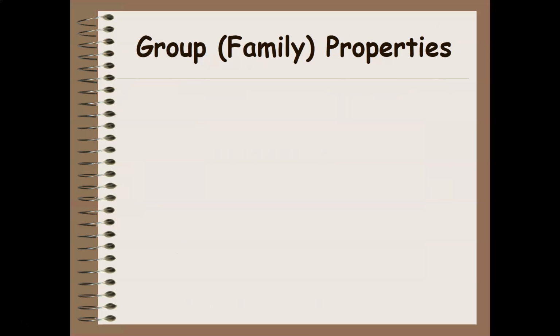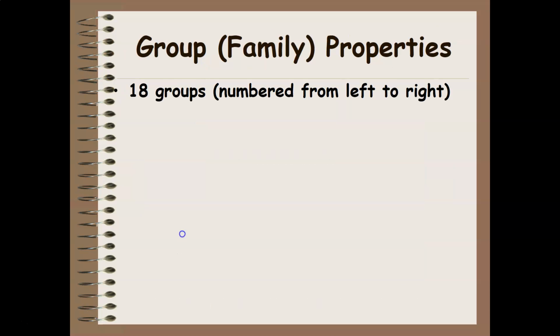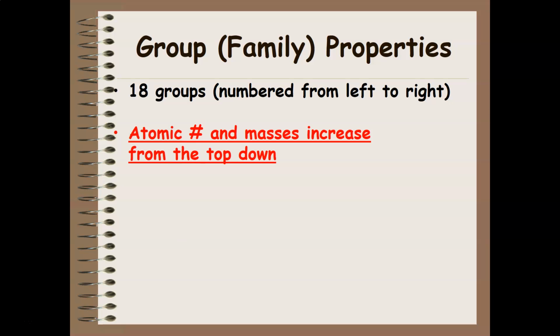The atomic number and the masses increase as you go from the top down, which makes sense, right? You're getting way more protons, way more neutrons, way more energy levels, way more orbitals.